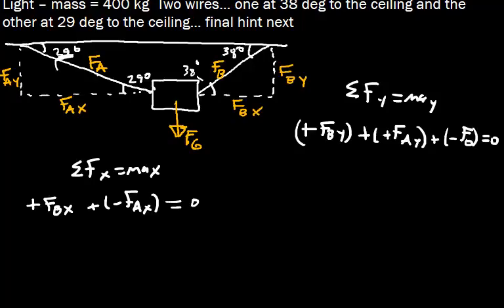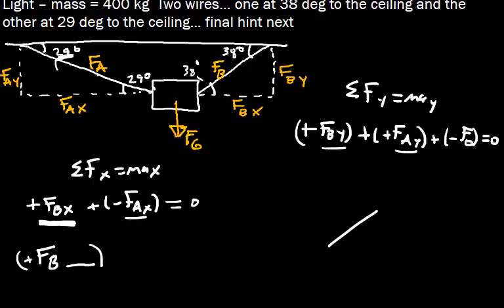Now, we've got a problem here. This is unknown, this is unknown, this is unknown, this is unknown. We have 4 unknowns. So that's an issue, right? We only have 2 equations that we can use for these 4 unknowns. So if you remember, what we have to do is get this in terms of trig. So FBX really is FB times something, right? Because we can get this in terms of trig.